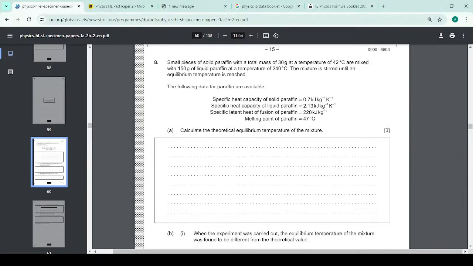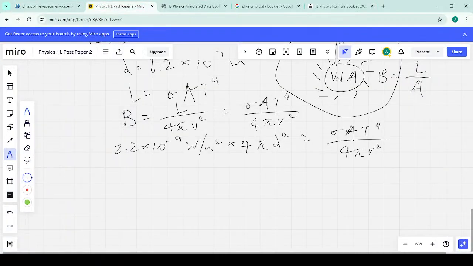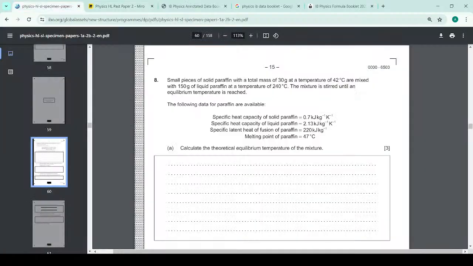Okay, question 8. So this one is a thermal question. Small pieces of solid paraffin with a total mass of 30 grams at a temperature of 42 degrees Celsius are mixed with 150 grams of liquid paraffin at a temperature of 240 degrees Celsius. The mixture is stirred until an equilibrium temperature is reached. Following data for the paraffin are available. Calculate the theoretical equilibrium temperature of the mixture.